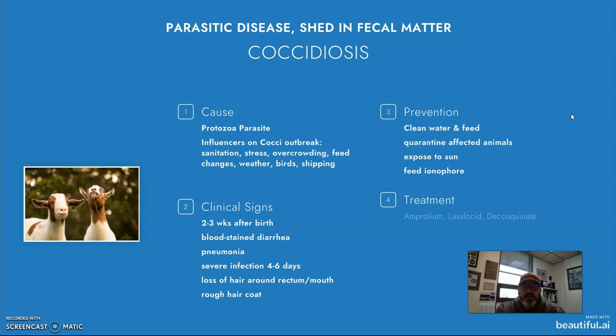So prevent it with, again, good, clean environment, clean feed and water. Clean those facilities out the best you can, expose them to the sun if possible, and then feed a little bit of an ionophore, a Bovatec or a Decox. The active ingredients are listed here under the treatment protocol with salinomycin or decoquinate. That's Bovatec and Decox. Amprolium is what you can add to the water, or maybe even feed. You can feed that to help treat cocci.